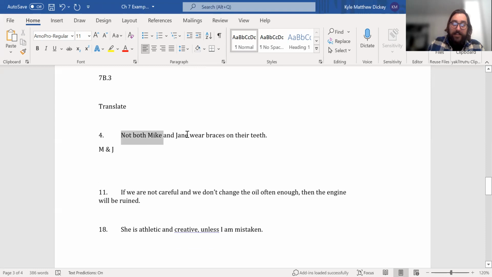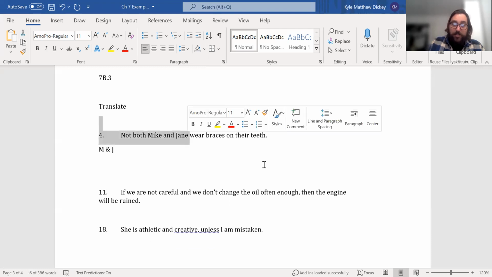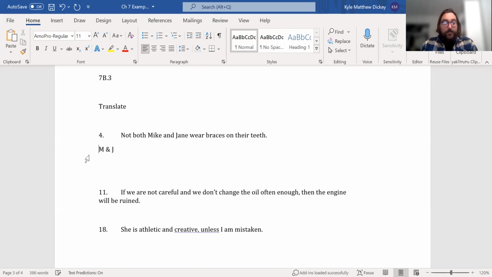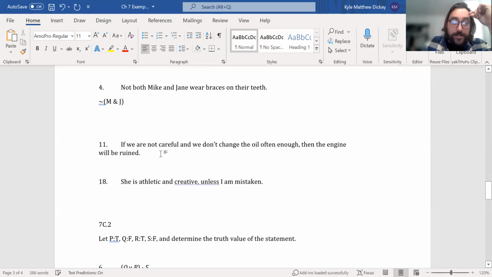It says not both Mike and Jane wear braces on their teeth. Well, this statement M and J is basically the same as both Mike and Jane wear braces on their teeth. So not both. Well, does that mean that we should just put the negation out here, just like that? No. Why? Because this says Mike doesn't wear braces. It says it's not the case that Mike wears braces and Jane wears braces. So what we need to do is put the parentheses around the whole thing, because now this says that it's not the case that both Mike and Jane wear braces. Hopefully that is clear.